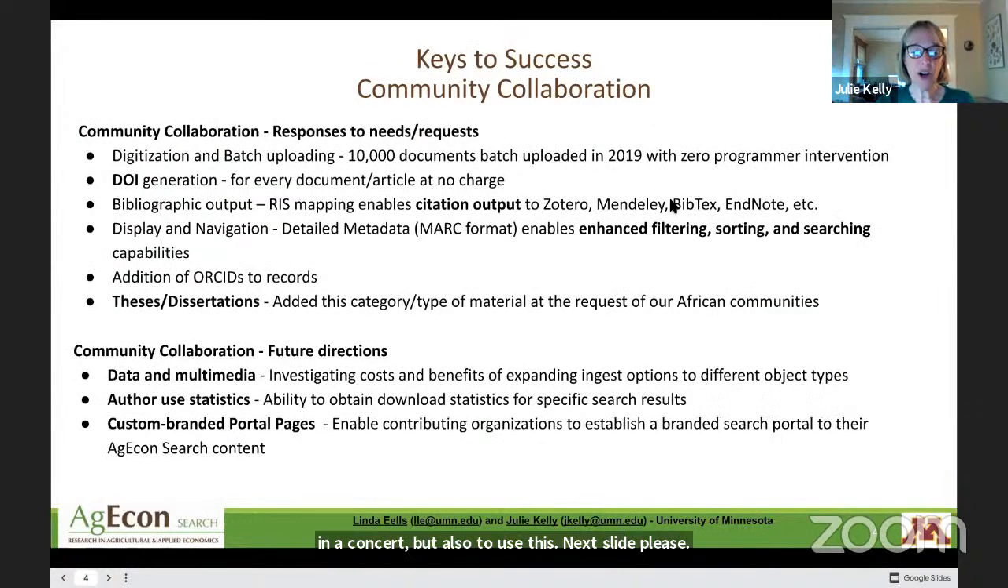We try really hard to listen to our community and what they're interested in. We've taken on many digitization projects in conjunction with our users that want to do that, but don't really have the experience. We've added ORCIDs. We're adding more theses and dissertations. Next slide.